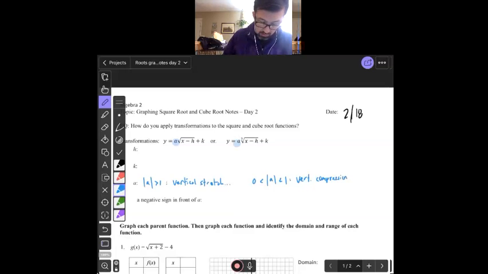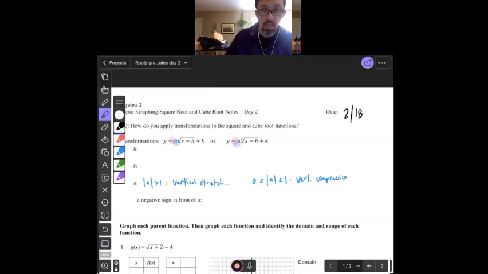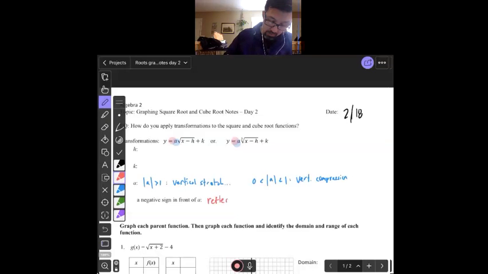We also saw on Monday, if A was negative, that also could have the reflection, the vertical reflection or the reflection over the x-axis. I don't care which phrase you use there. Personally, I prefer reflection over the x-axis, okay, or vertical reflection.